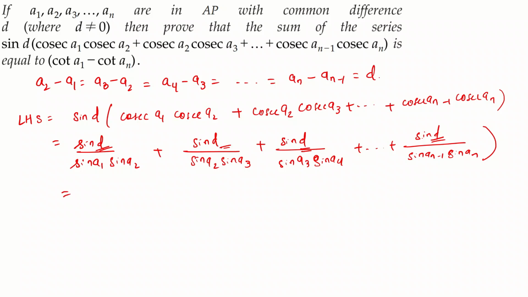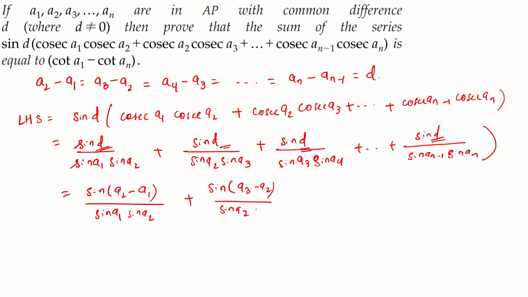So we have done some similar kind of question in the previous examples or previous video lecture as well, so please make sure that you have seen those videos properly. So I write this as sine(a2 minus a1), and then denominator same, sine a1 sine a2, plus this d as sine(a3 minus a2) by sine a2 sine a3, and similarly we fill up the rest of the terms.